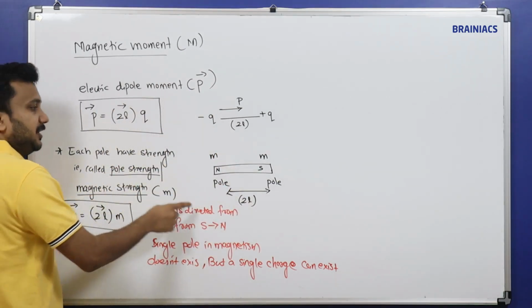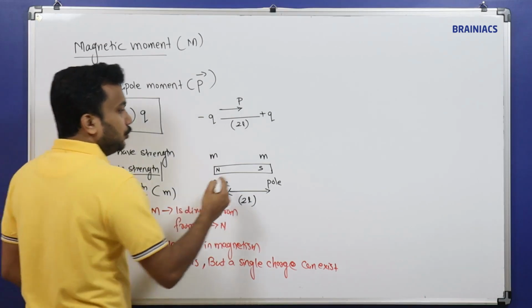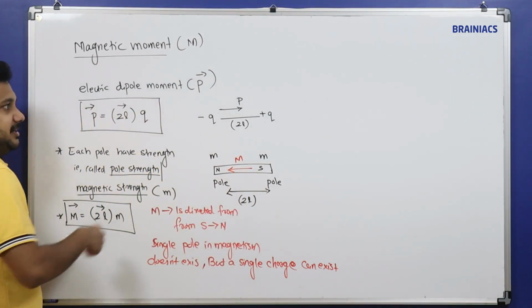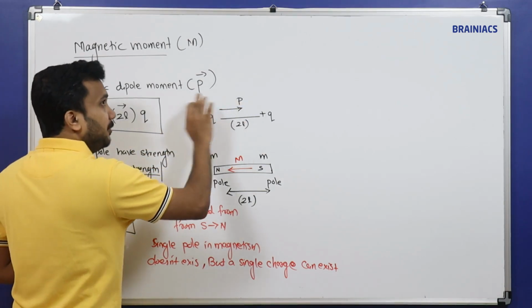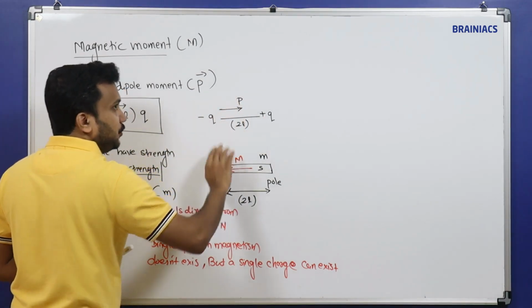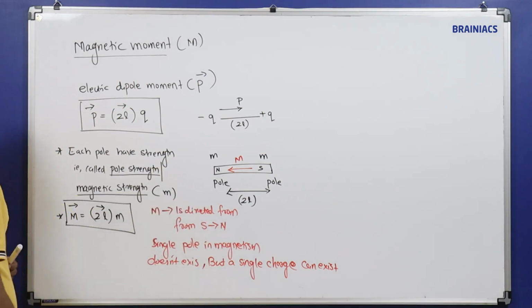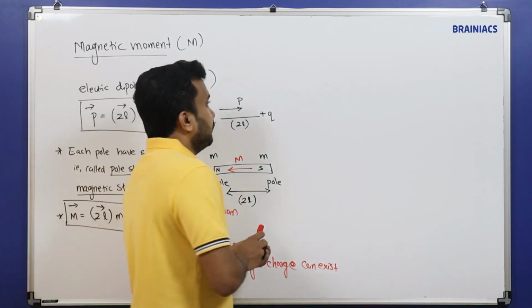The magnetic moment is directed from south to north, so this is the direction of M. But the direction of electric dipole moment is from minus Q to plus Q. Important, never miss these points. Hope this is clear to you. Okay, next point.